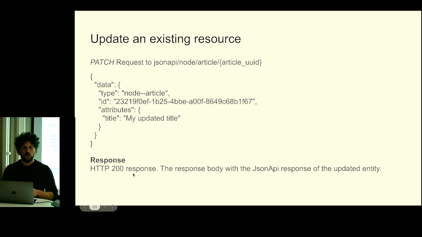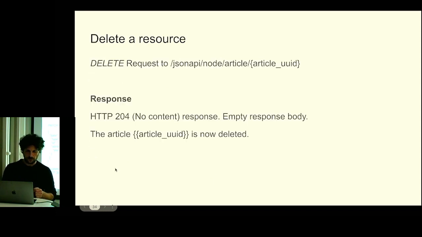The same thing will happen for updating an existing resource. In this case, I will do a PATCH request to node article, and then I will specify the article UID, and I will say that the node type is article, the UID, and then the attribute that I'm going to change, and I'll get a 200 response once it's done. And for delete, again, I do a DELETE request to node article and then the article UID, and I will get a 204 response.